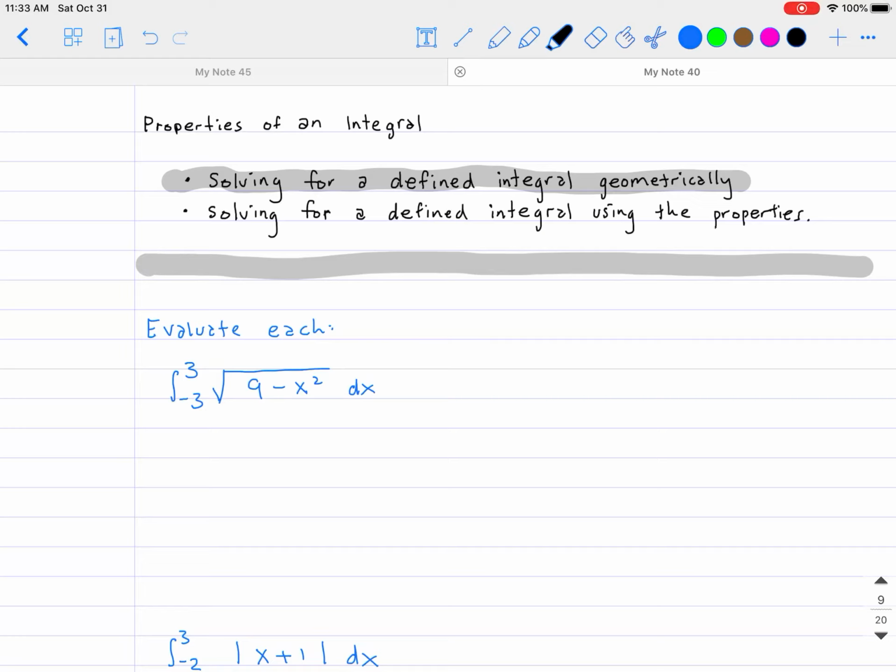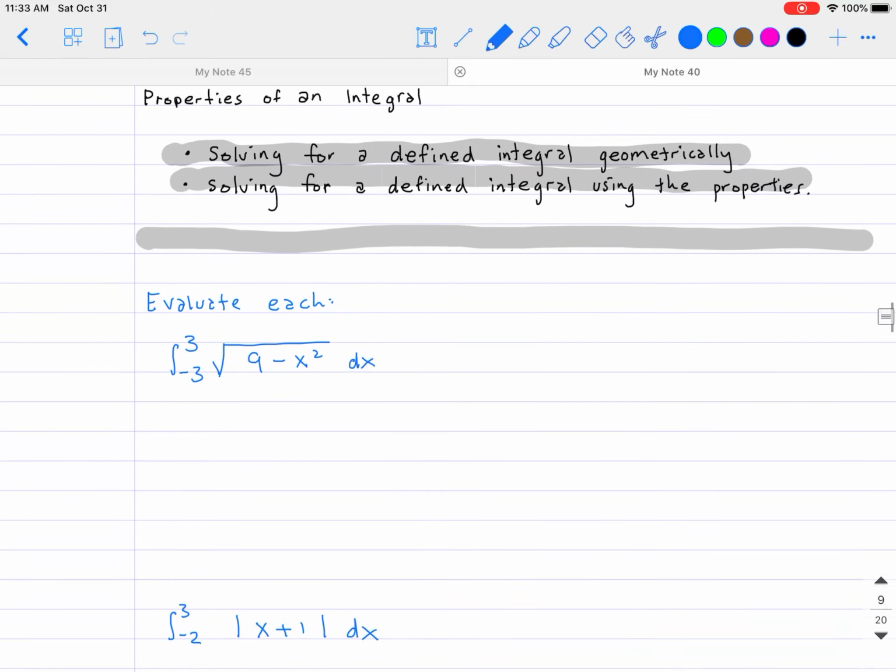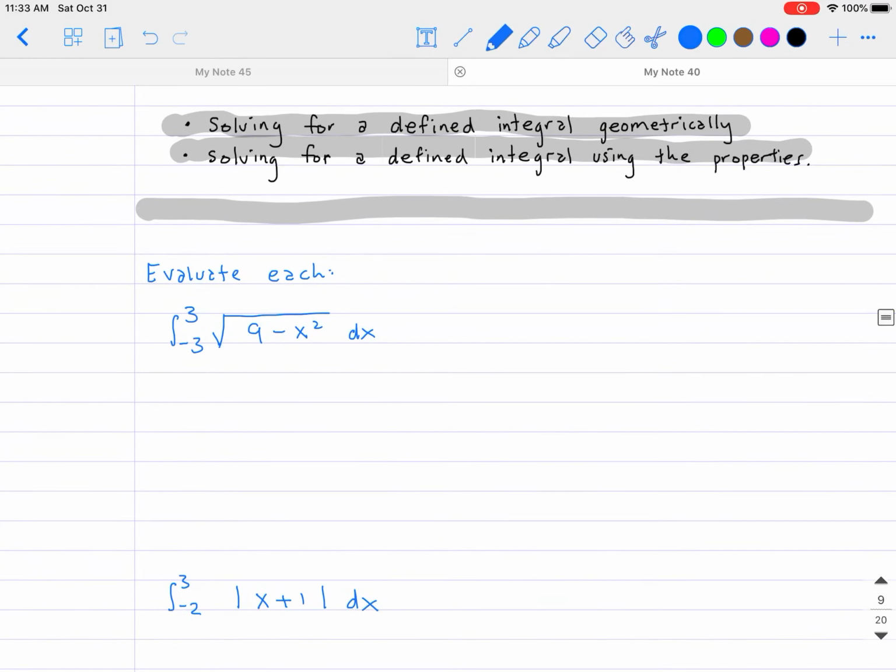today, as we said, we're looking at the following: how to solve for the definite integral geometrically. And keep in mind that the definite integral is just another fancy way of saying the area under the curve. So we'll be looking at that, and also how to solve for the definite integral using the properties of the integral. We'll talk about those properties in a little bit, and then afterwards how to actually approach them. All right, so here we go.